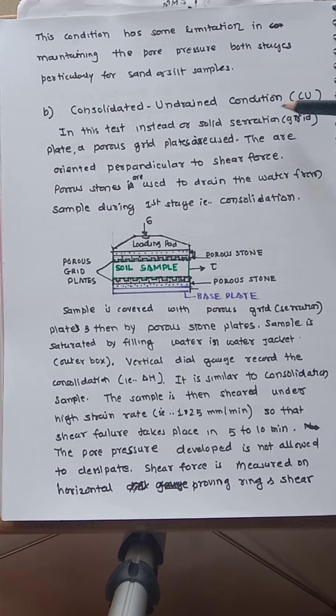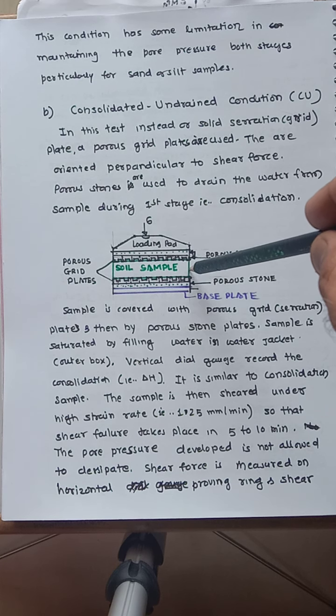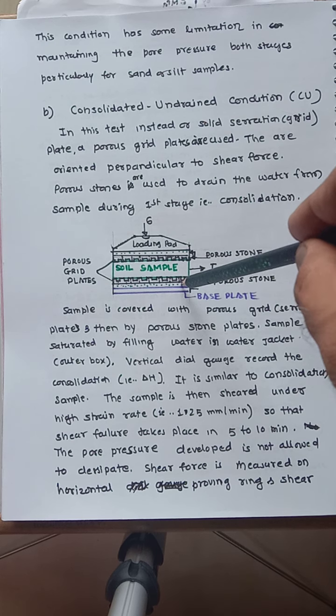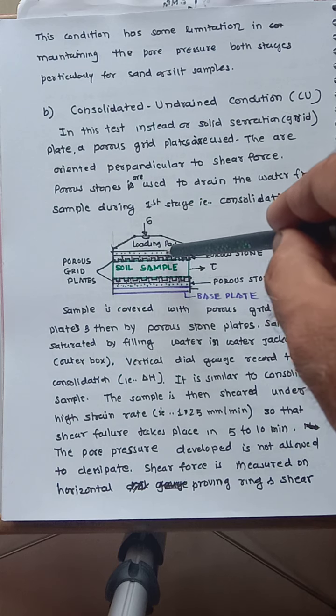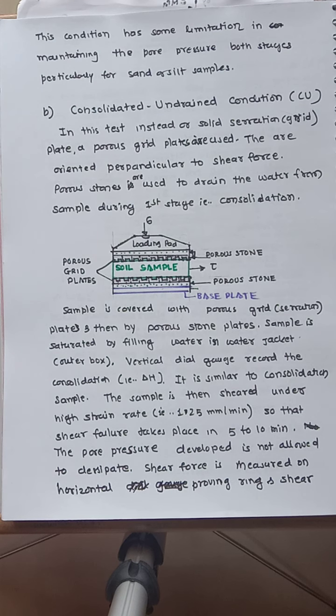The second type of this test is the consolidated undrained condition. Now, as it is a consolidation, the sample is covered with a porous grid plate or serration plate, and porous stones are used. Porous stones have a permeability many times that of the soil, 10,000 times or more. They should be fresh, maybe a material like silicate type. They should be clean and saturated before the test.